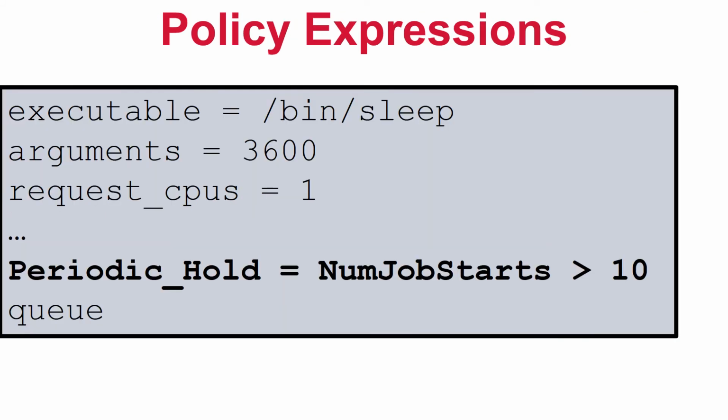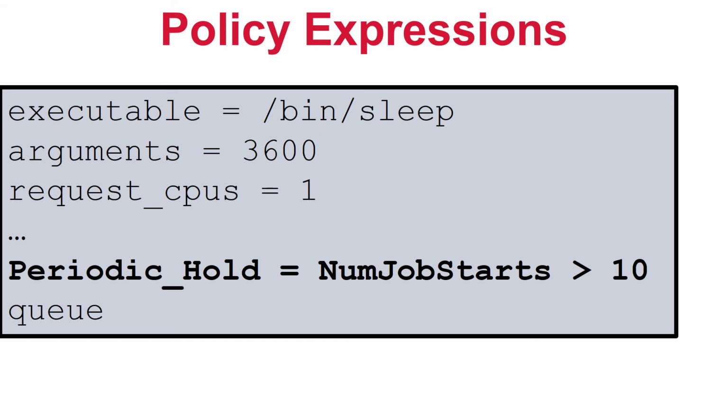Advanced users can use ClassAd expressions to automatically manage their jobs by adding policy expressions to the job ad. For example, Condor submit files can take a periodic hold expression, which periodically evaluates the given expression and, if it evaluates to true, puts that job on hold. This is one way to prevent runaway jobs from running forever.